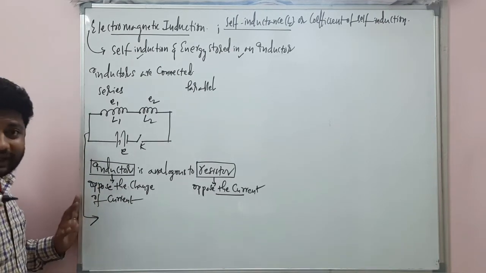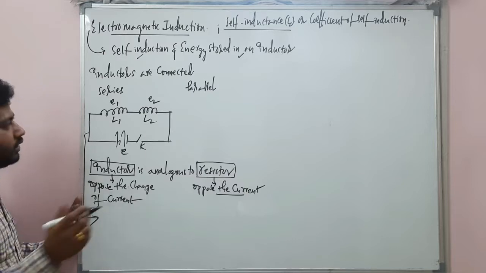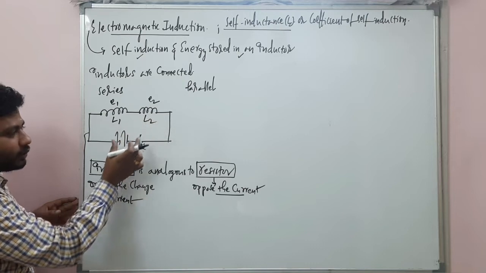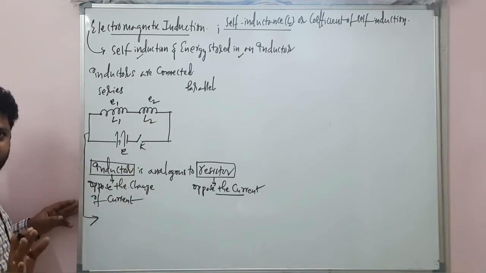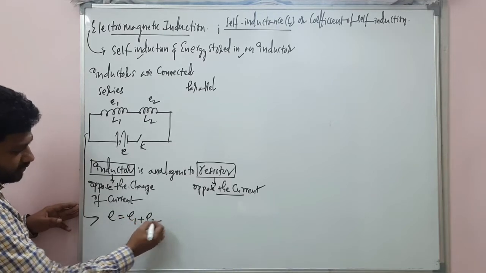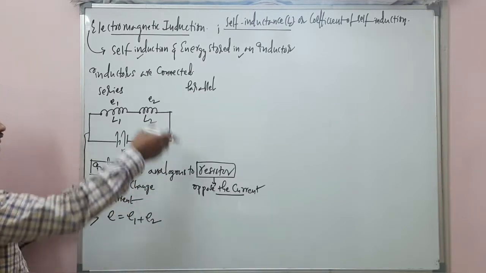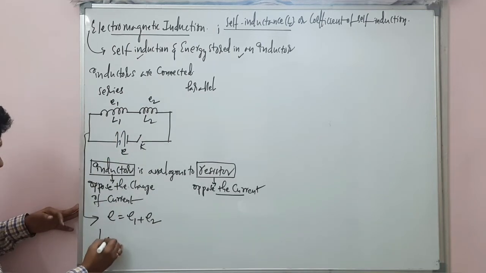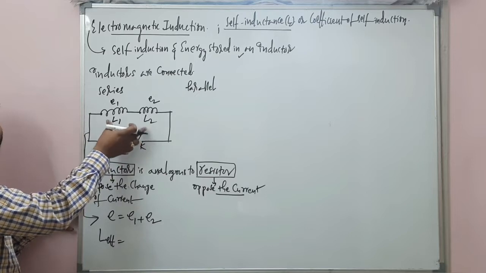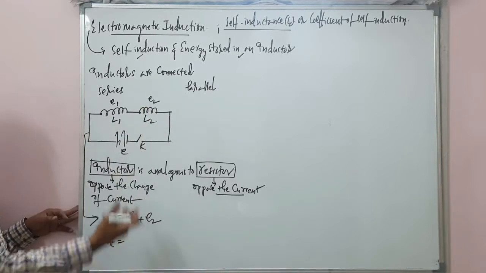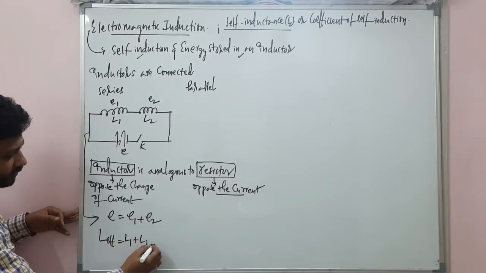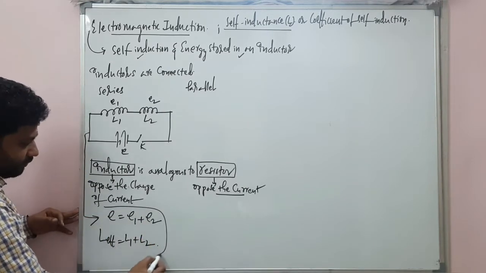When two resistors are connected in series combination, what happens? The potential drop across this plus the potential drop across this is equal to the net potential of the circuit. Yes or no? Same thing I am writing here. E is equal to E1 plus E2. And the effective inductance, same like effective resistance. When they are connected in series, R1 plus R2 is the effective resistance. Effective inductance will be L1 plus L2. That's it. These two things you should remember.